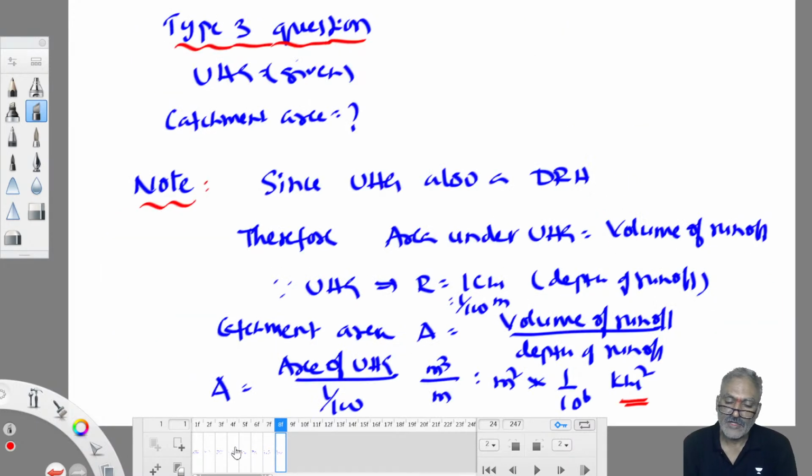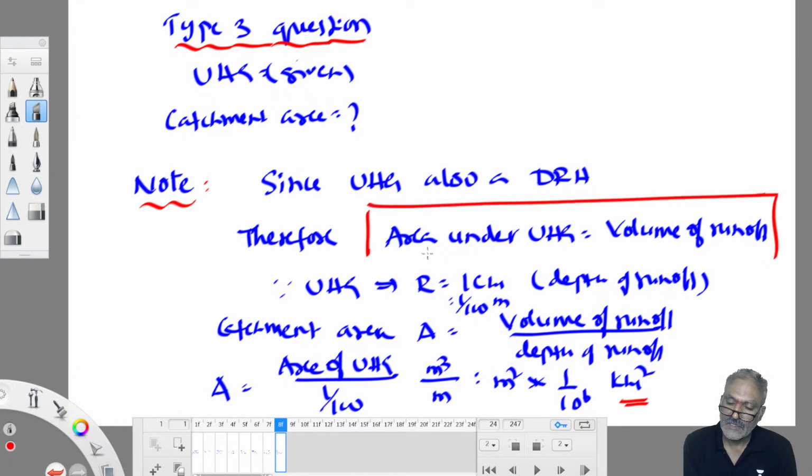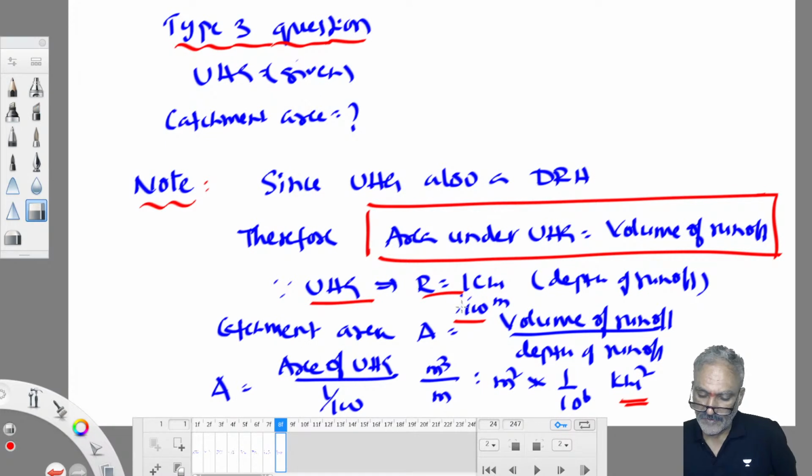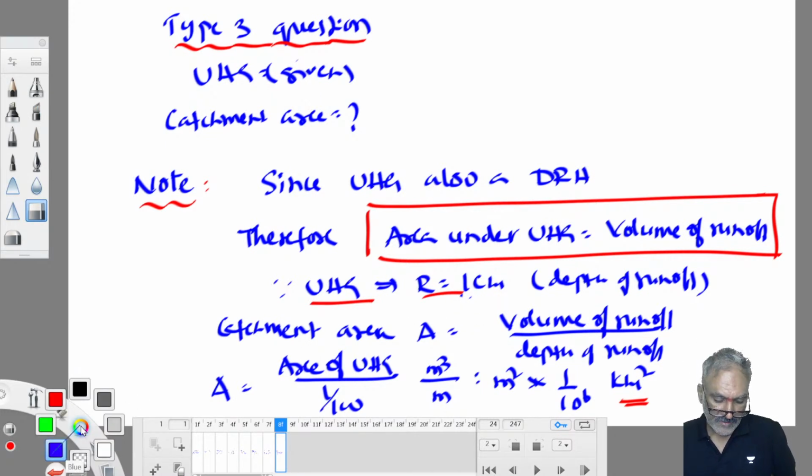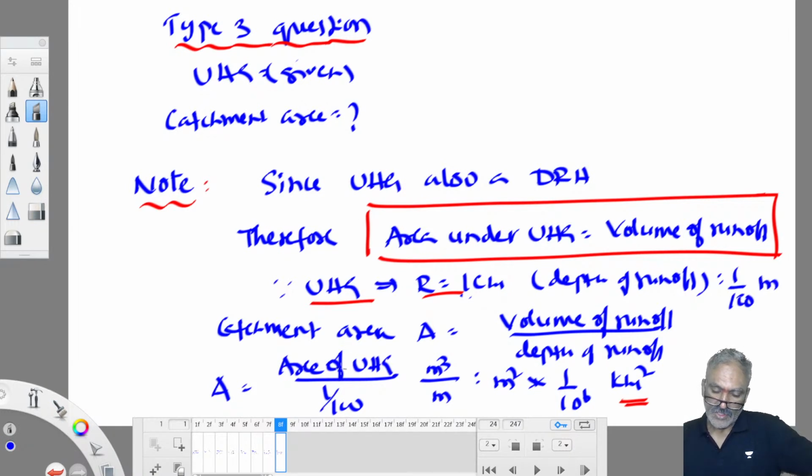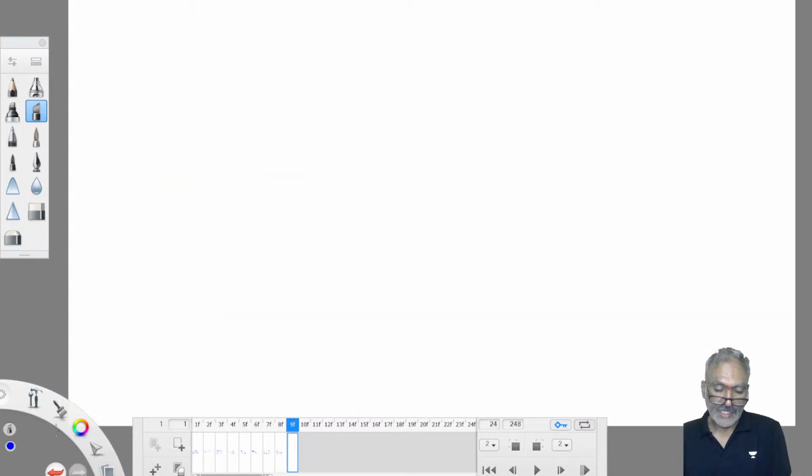Then the third type of question is, whenever the unit hydrograph is given to you, you are expected to find out the catchment area. Therefore, the area under the unit hydrograph is equal to the volume of runoff. Remember that point, then you can work out. Unit hydrograph always represents a runoff of 1 centimeter, therefore it is taken as 1 by 100 meters. If you substitute, volume of runoff by depth of runoff will give the catchment area. So this is how they will frame questions in the exam. Let us solve a few questions, then you will be more comfortable. So 3 types of questions you can expect in the exam.